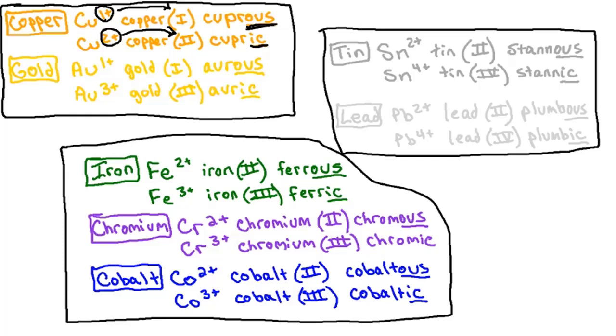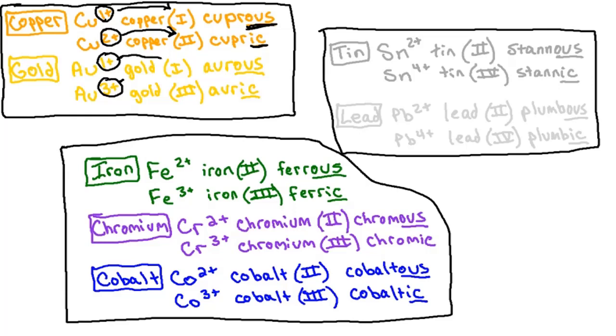Now gold can either be a 1 positive charge or a 3 positive charge. So it's different from copper. Copper can have either a 1 positive or a 2 positive charge on it. And by the way, all these transition metals have different positive charges on them, so you don't have to worry about memorizing negative charges too. These are all positive charges. But gold can have either a 1 positive or a 3 positive charge.